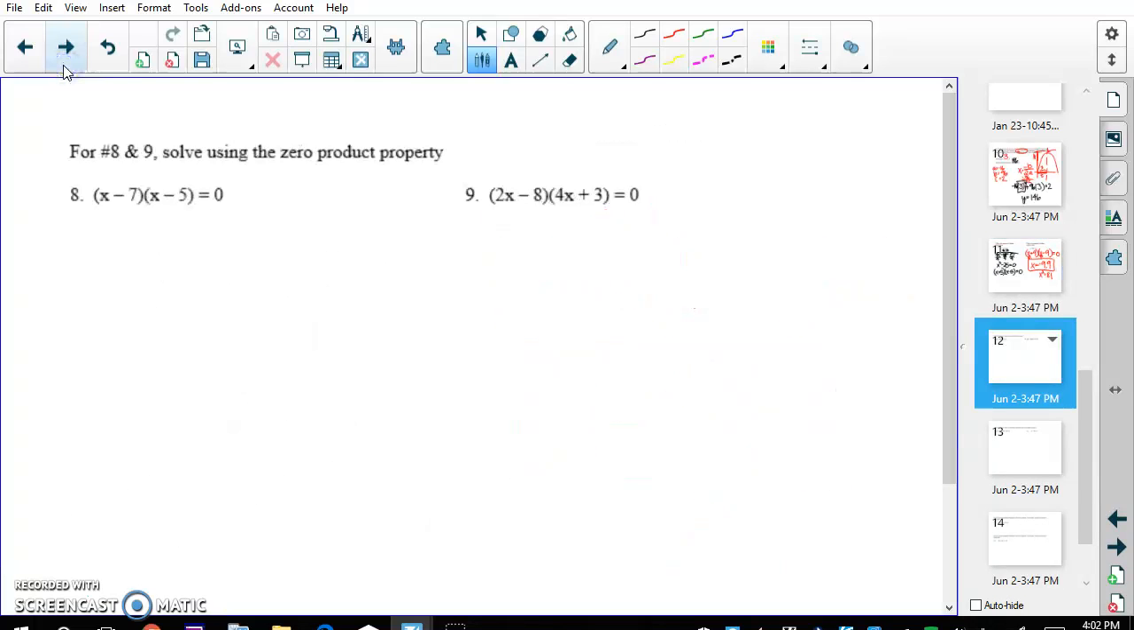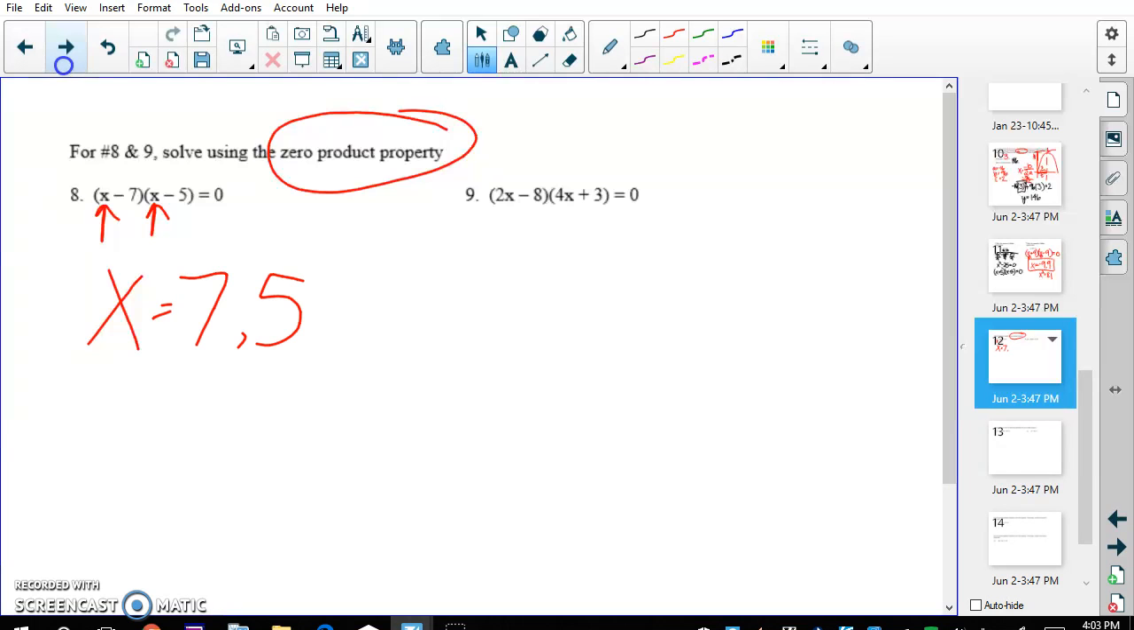If I keep going, these solve using the zero product property. Sometimes these directions get you, but if you just drew an arrow right there and an arrow right there, I'm almost positive that you could get the right answer really fast. You would know that x equals 7 or 5.